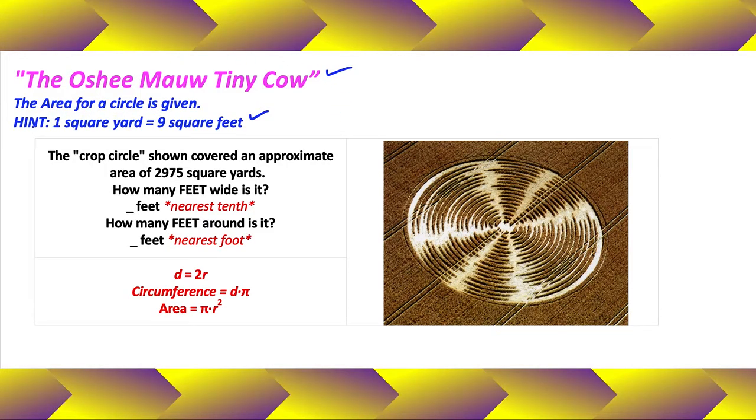The area for a circle is given. Hint: 1 square yard is going to equal 9 square feet. This will help you. This crop circle shown covered an approximate area of 2,975 square yards. How many feet wide is it and how many feet around is it?